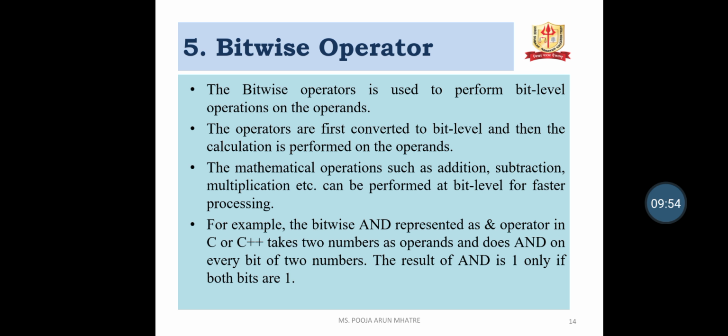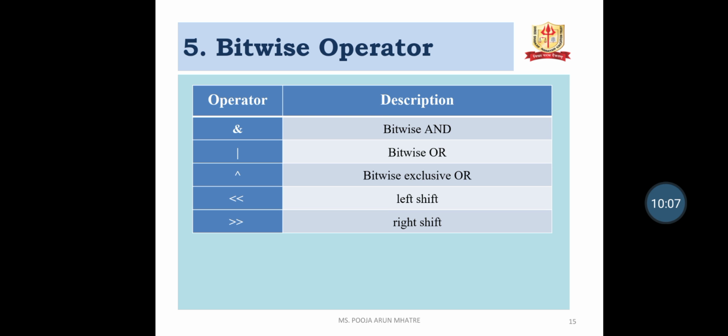It takes two numbers as operands and does AND on every bit of the two numbers. The result of AND is 1 only if both bits are 1. The operators are bitwise AND operator, bitwise OR operator, third one is bitwise exclusive OR, then the fourth one is bitwise left shift and the fifth one is bitwise right shift operator.